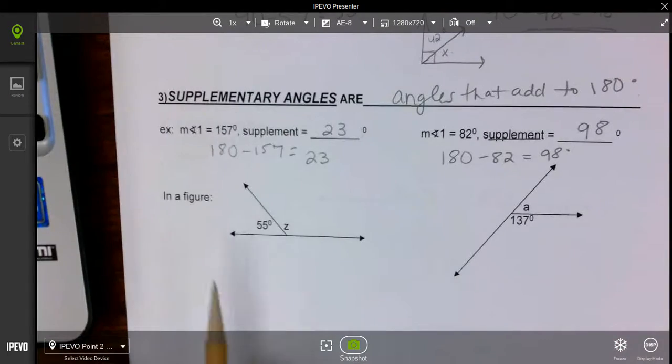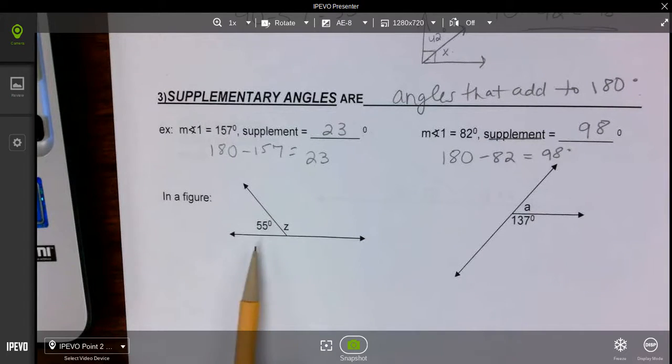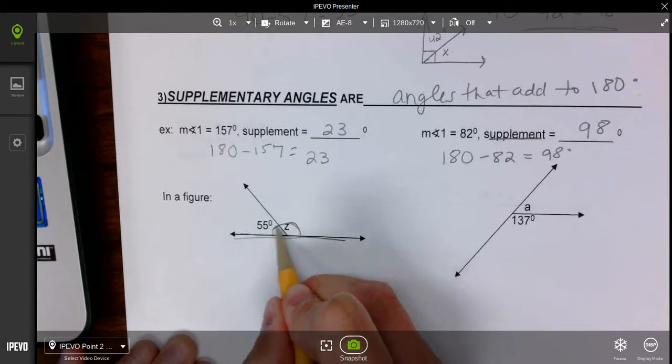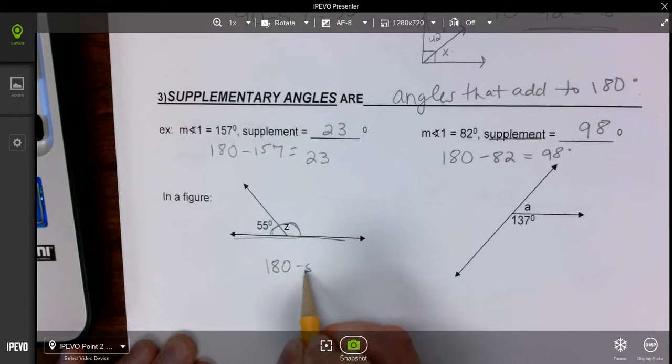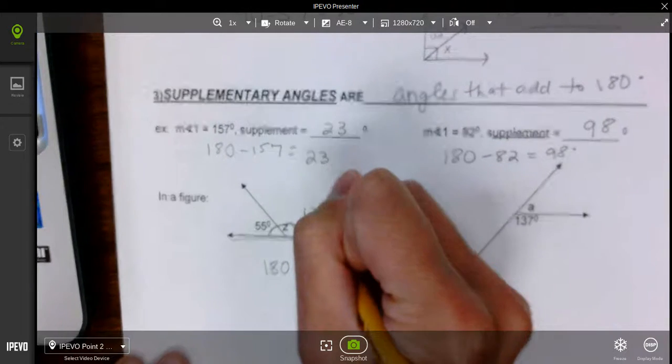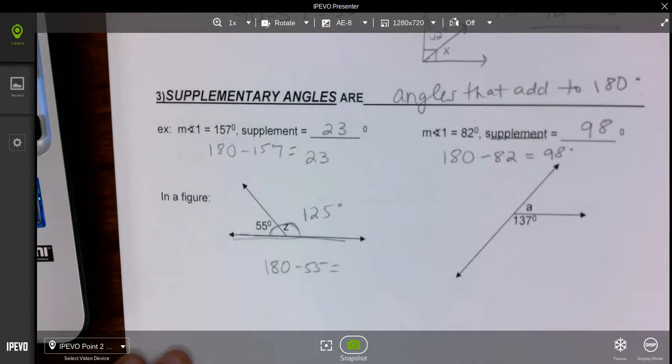Now you have a picture in front of you. It doesn't tell you how many degrees this is, but you know that a straight line has 180 degrees in it. So 180 minus 55 should give you the remaining angle, which obviously is obtuse, so you know it should be greater than 90 degrees. And when you do that subtraction, you get 125 degrees.